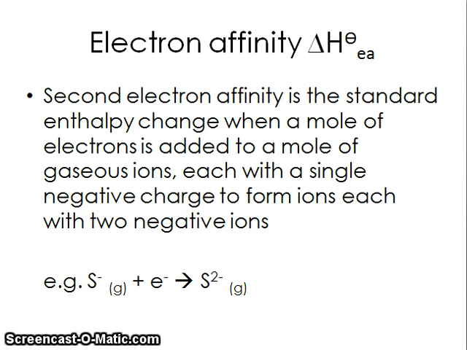So the first electron affinity is going from an atom to a negatively charged ion. The second electron affinity is the standard enthalpy change when a mole of electrons is added to a mole of gaseous ions, each with a single negative charge, to form ions each with 2 negative charges. This is like the first ionization energy and the second ionization energy. When you have the second ionization energy, you're already starting from a M+. So in this case, with the sulfur, you're not going from sulfur to S2 minus, you're going from S minus to S2 minus. You're starting off with an already negative ion, and you're making a doubly negative ion. So it's S minus as a gas, plus 1 electron, giving S2 minus as a gas.